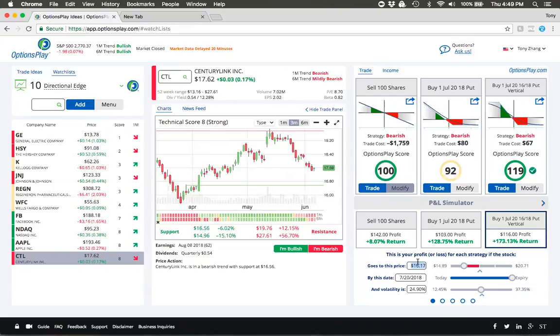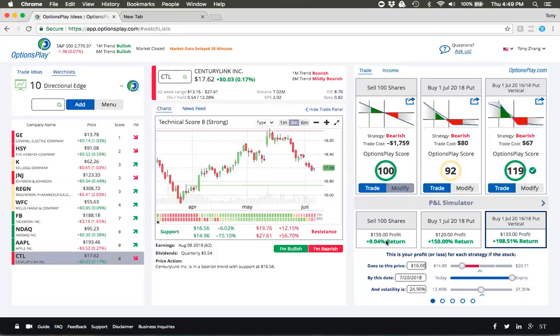So what happens if you think this stock's going to go down to 16? That's the beauty of technical analysis, that it provides you not only with a template for what's going to happen, but also a specific target price. And that's really important in helping you analyze these option strategies. You need to have a target price in order to analyze these option strategies.